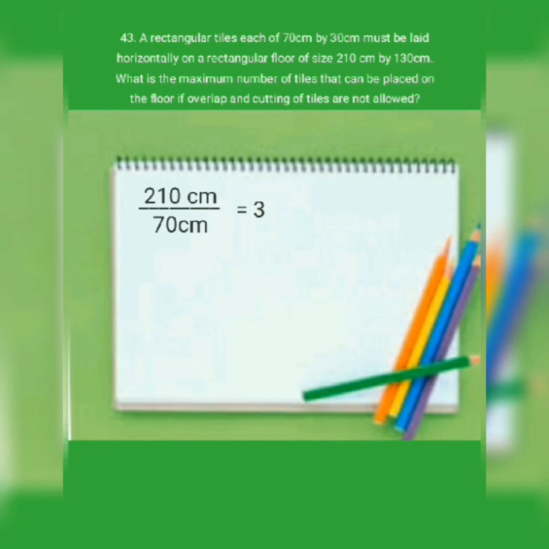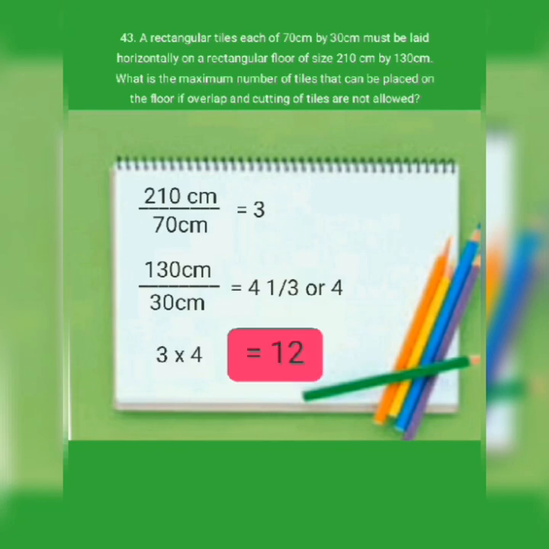That is just 210 cm divided by 70 cm, and that is equal to 3. And the other one is 130 cm divided by 30 cm, which is equal to 4 and 1/3, or 4. Then multiply it: 3 times 4 is equal to 12. Therefore, the maximum number of tiles that can be placed on the floor if overlap and cutting of tiles are not allowed is equal to 12.